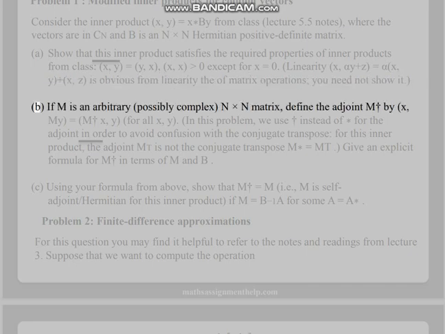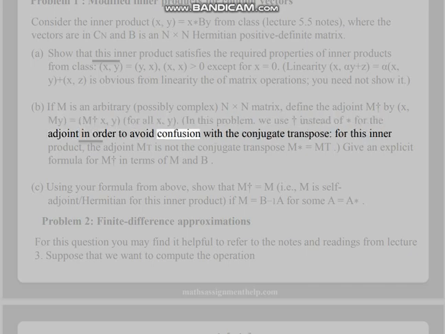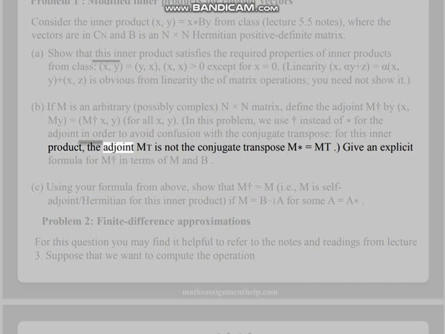B. If M is an arbitrary, possibly complex, n times n matrix, define the adjoint M† by <x, My> = <M†x, y> for all x, y. In this problem, we use † instead of the asterisk operator for the adjoint in order to avoid confusion with the conjugate transpose. For this inner product, the adjoint M† is not the conjugate transpose M*. Give an explicit formula for M† in terms of M and B.